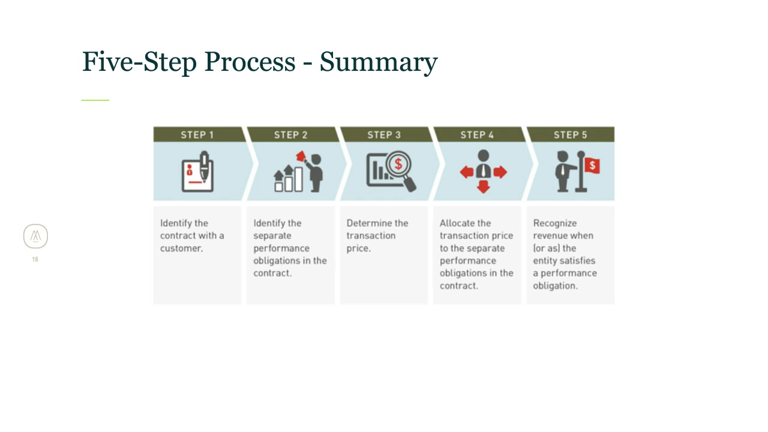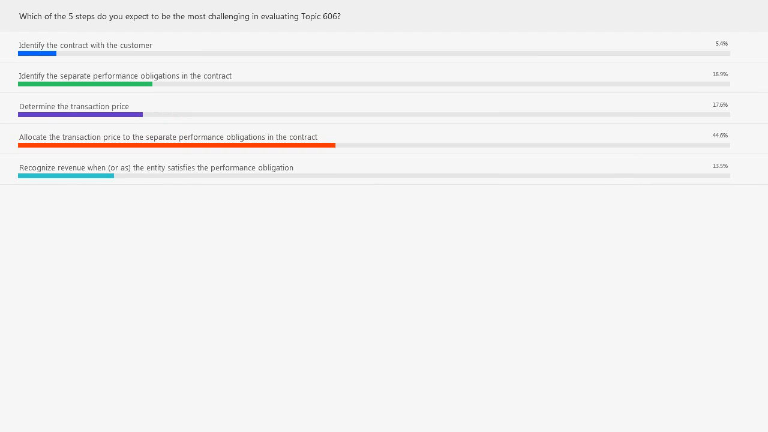So there's no wrong answer. We're just looking for information about where people may be struggling. Depending upon your facts, any one of these can be challenging. So, all right, I'm going to give everyone about 10 more seconds to respond, and then we'll close it out. All right, and we'll close it. I think the overwhelming one was allocating the transaction price to the separate performance obligations in the contract.